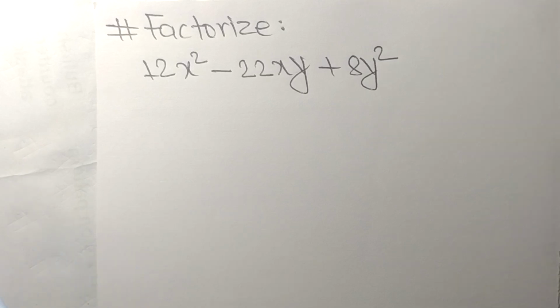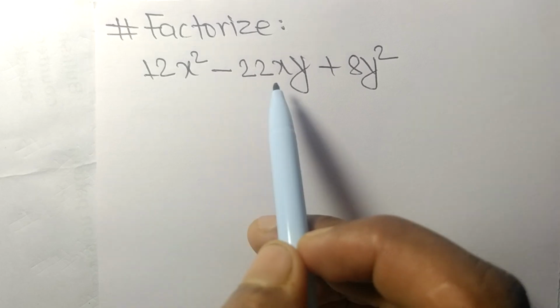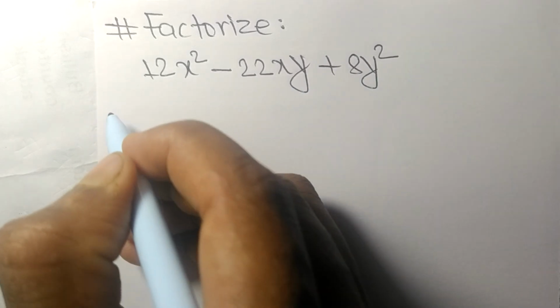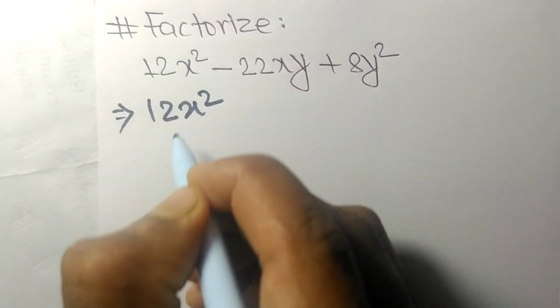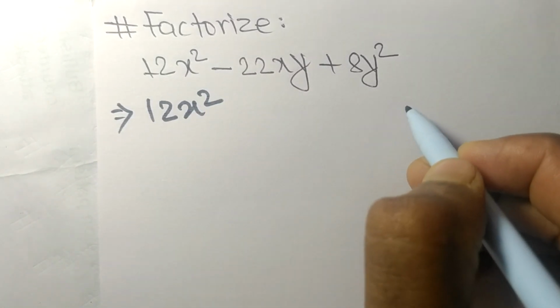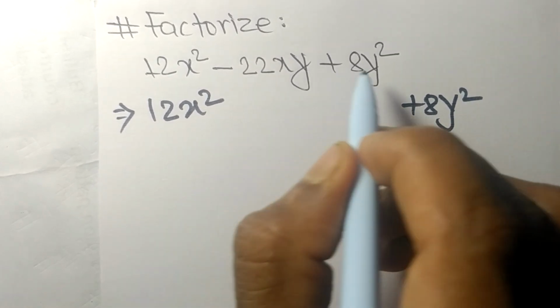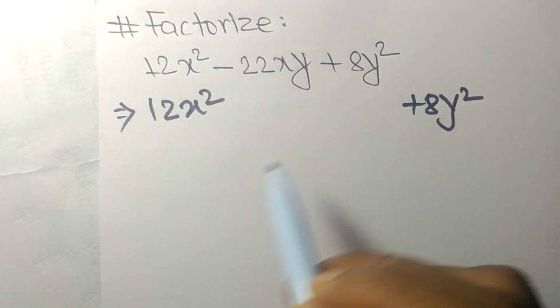So today in this video we shall factorize 12x² − 22xy + 8y². Here the first term is 12x² and the last term is 8y², so both are squares. Now we have to split the middle term into two parts.